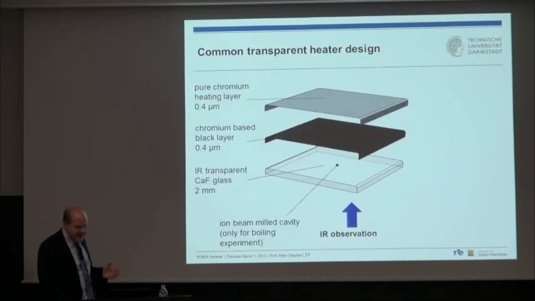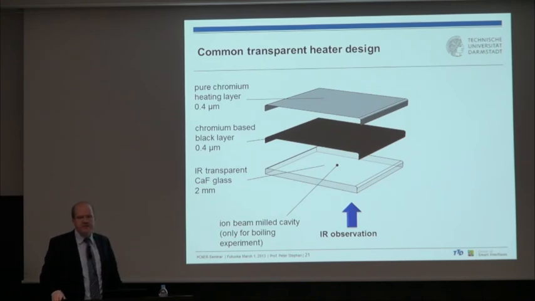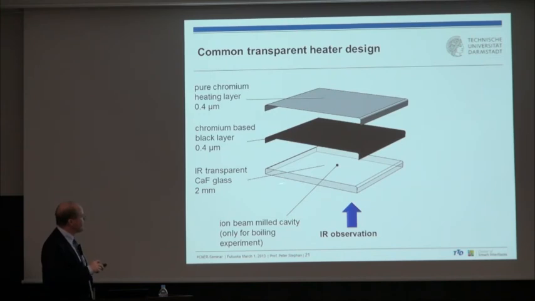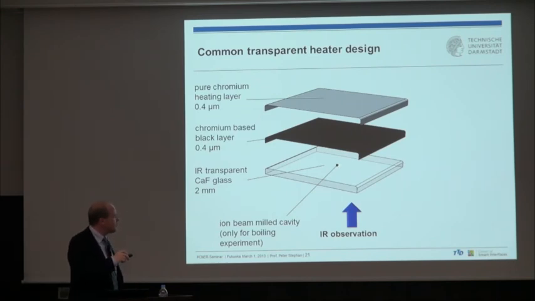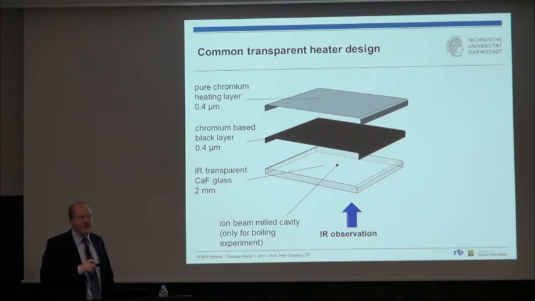The heater, in the past, we started with very thin metallic foil heaters, but this had quite some disadvantages. So since about 2.5 years, 3 years, we found a new heater concept. We use an infrared transparent calcium fluoride glass with a thickness of about 2 millimeter. Only for our boiling experiment, we use an ion beam milling technique to just shoot a short pulse and thereby produce an artificial cavity for our boiling. This cavity typically has a size of 20 by 20 micrometer.